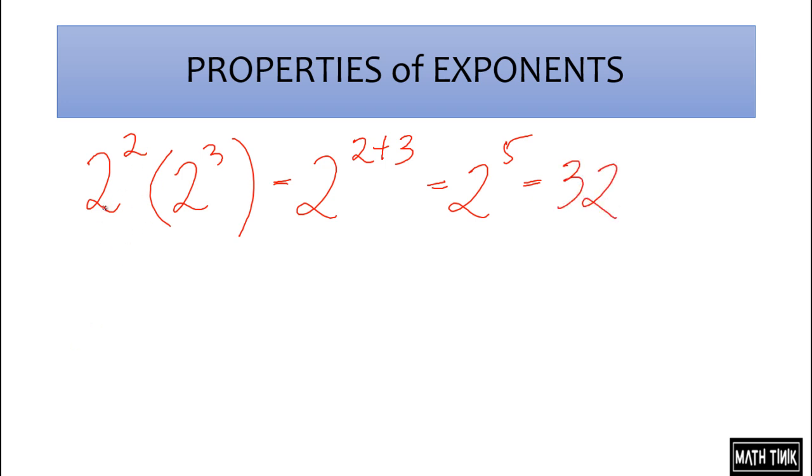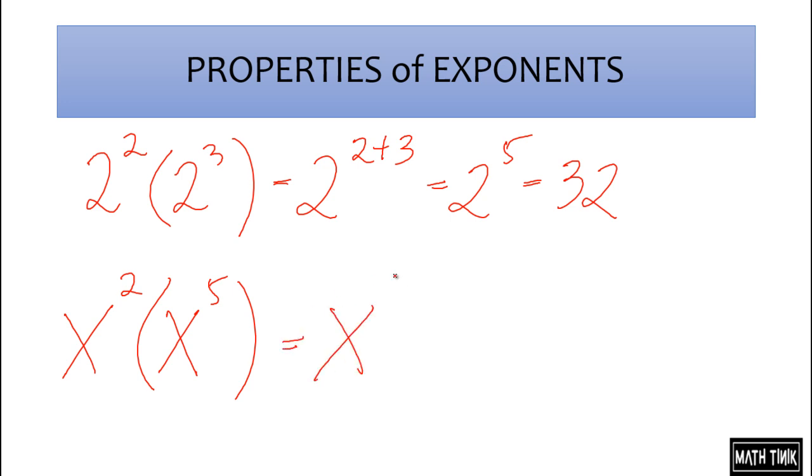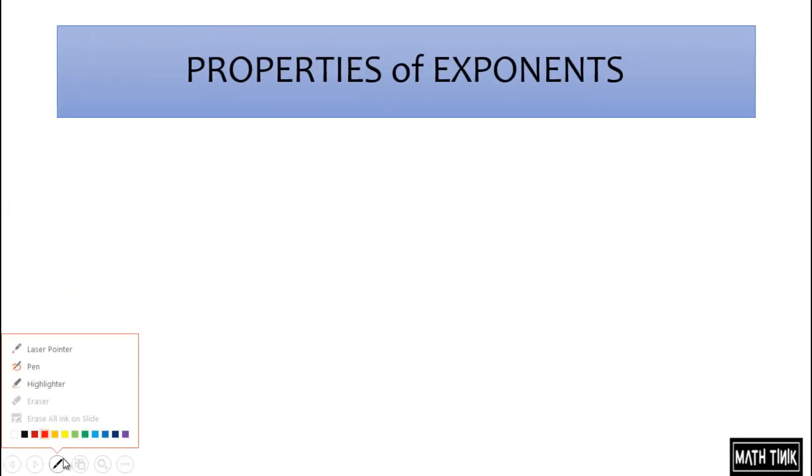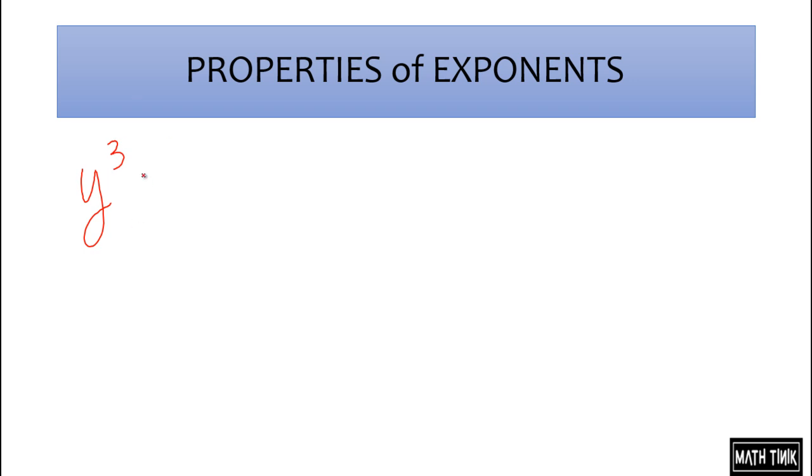Okay, next example, we have x squared times x to the 5th. You have the same base x, and it will become x raised to 2 plus 5, and therefore your final answer is x raised to 7. Now let's move forward to our next example. So take note, the product rule only applies if same base po. So let's have another example, y raised to 3 times y raised to 6.